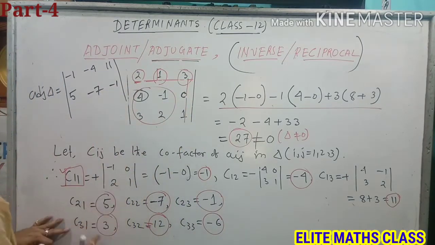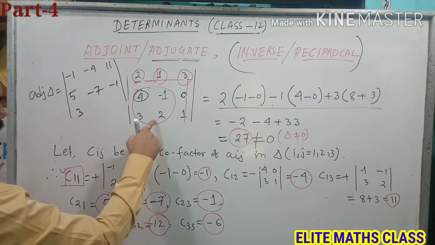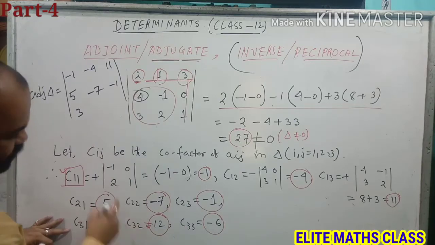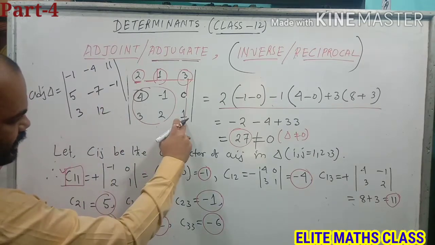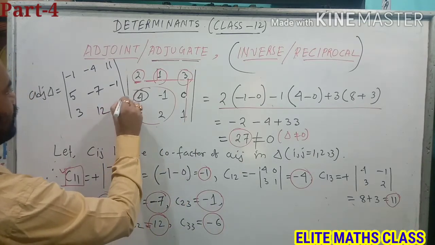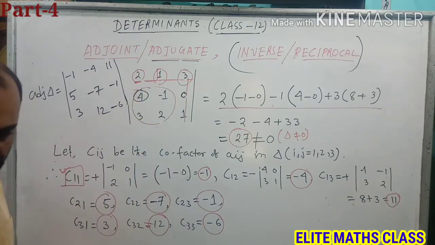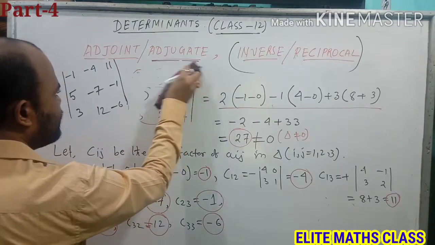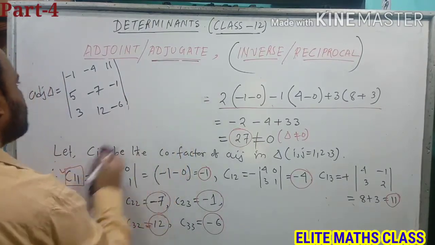Cofactor of this element, 3. Then the cofactor of C32, it is 12. And the last one, it is minus 6. So this is the adjoint or adjugate of the given determinant, found by just replacing each element by its cofactor. So this is the adjoint.